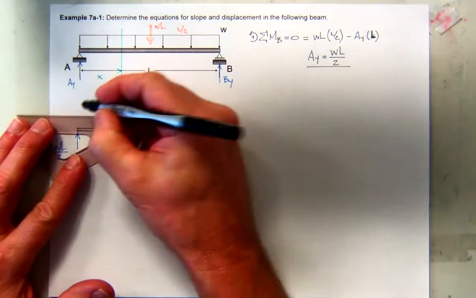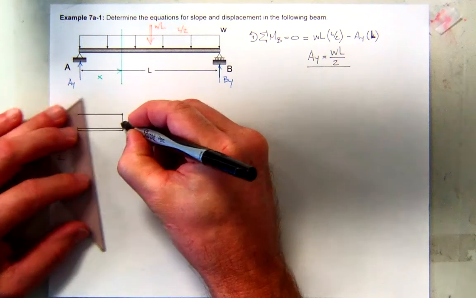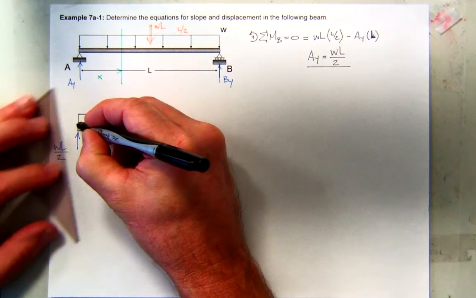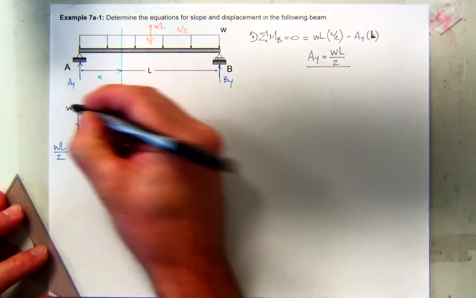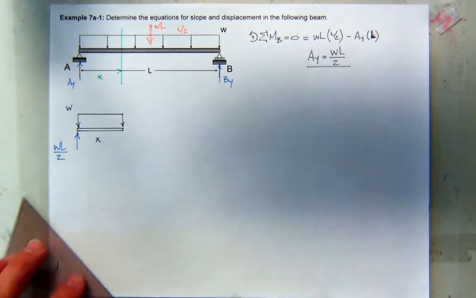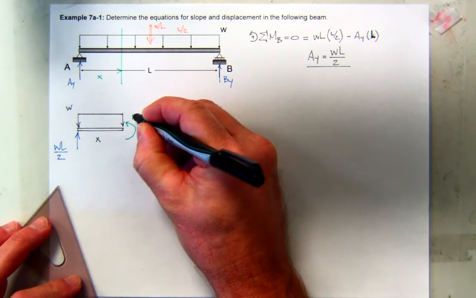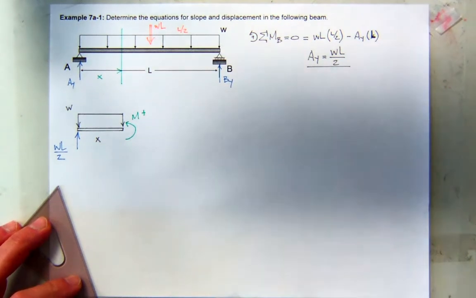I have a distributed load. That's intensity W. This is length x. And then at the cut, I'm looking for my moment. So there's my positive bending moment.